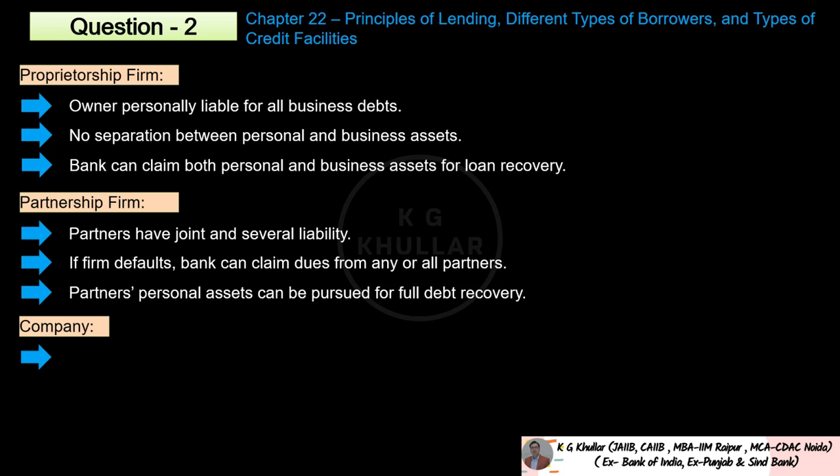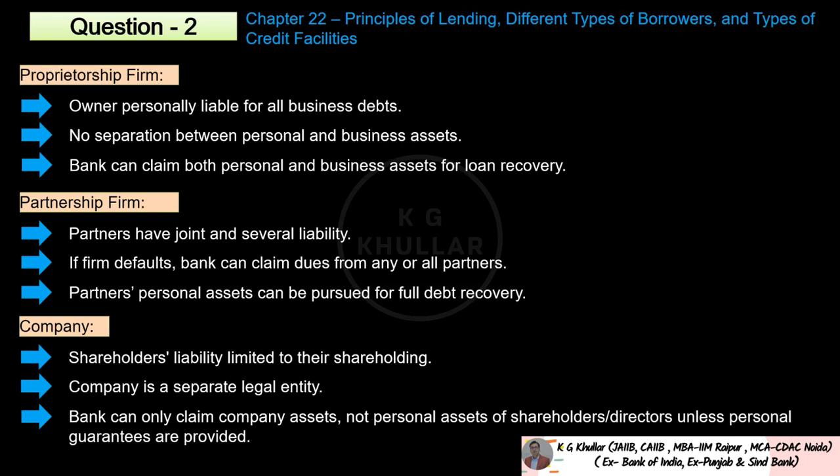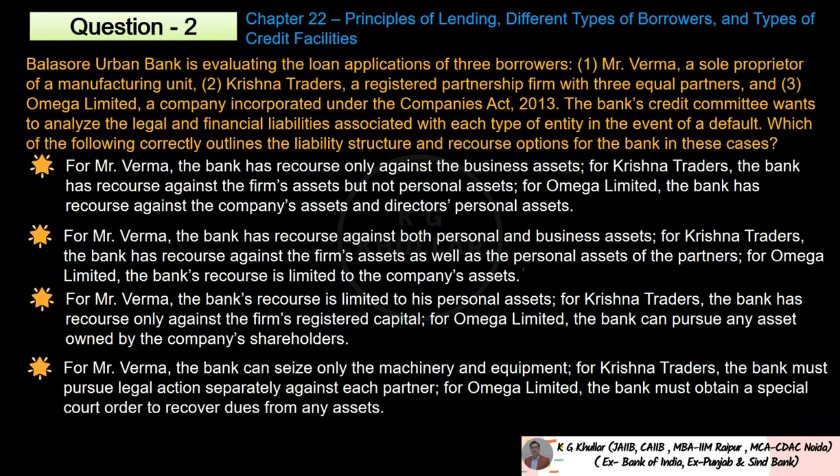Lastly, for a company like Omega Limited, the liability of shareholders is limited to their shareholding. And this is because the company is considered a separate legal entity under Companies Act 2013. Friends, this separation means that bank can only claim the assets of the company itself. But shareholders or directors' personal assets cannot be touched unless they have provided explicit personal guarantee or engaged in fraudulent conduct. So I hope by now you can easily answer the correct option, which is option B.